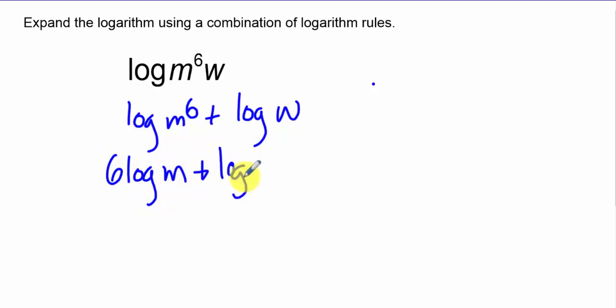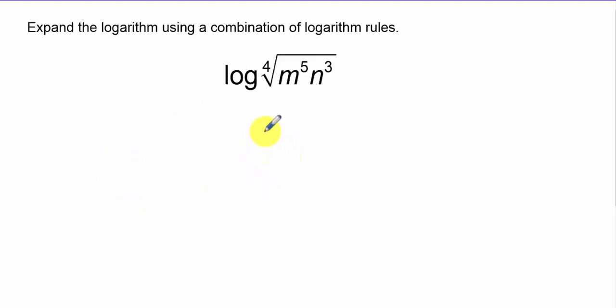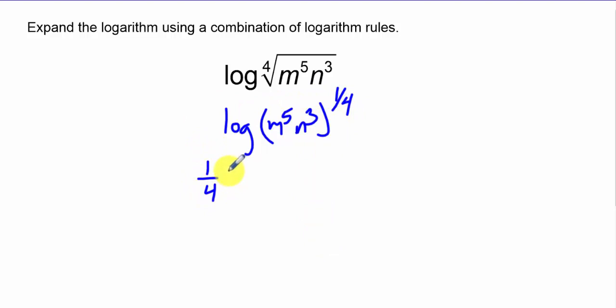And then I have one more property I can use and pull the 6 out front, 6 log of m plus the log of w. Similar problem, although what I think I'm going to do first, since this whole term is the 4th root, this is the same as the log of m to the 5th and cubed, all raised to the 1/4 power. I'll bring the power out in front, and that's the log of m to the 5th and cubed. But then within the parentheses, I've got a product, so I will break that apart into a sum and difference.